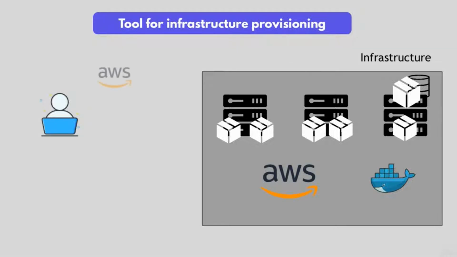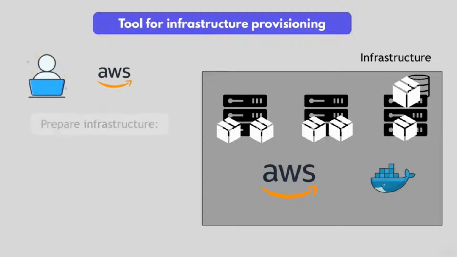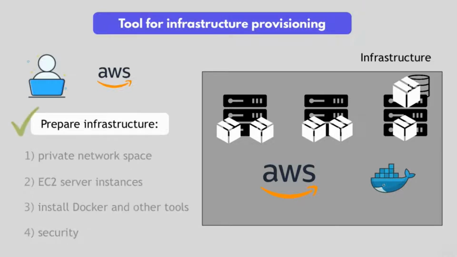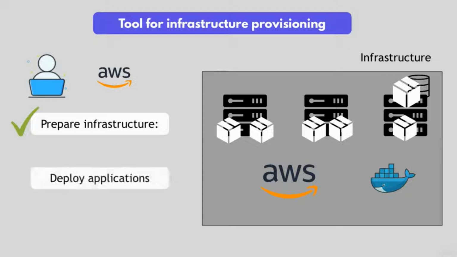So the first step will be to go to AWS and prepare the setup so the applications can be deployed there. This means you create your private network space, you create and deploy EC2 server instances, you install Docker on each one of those, plus any other tools that you might need for your application. You set up security on your servers, like firewalls, you set up network, etc. Once the infrastructure is prepared, you can now deploy your Docker applications or Docker containers on that prepared infrastructure.